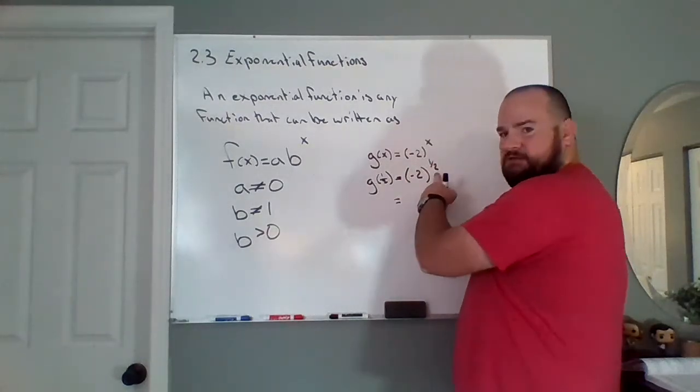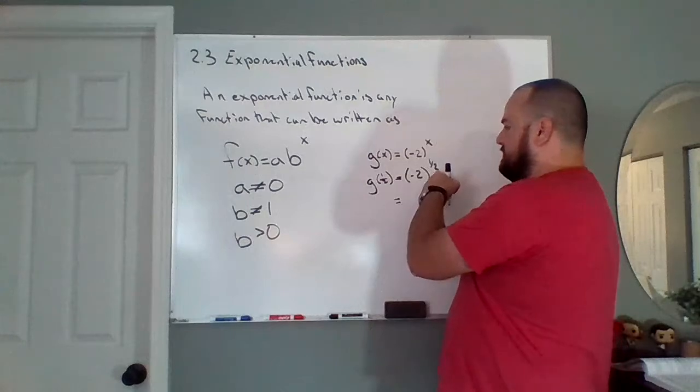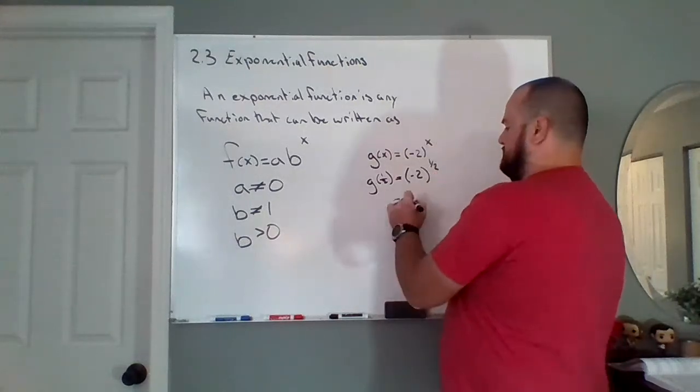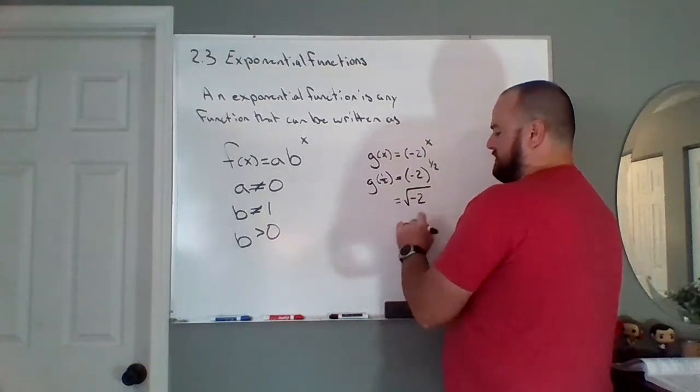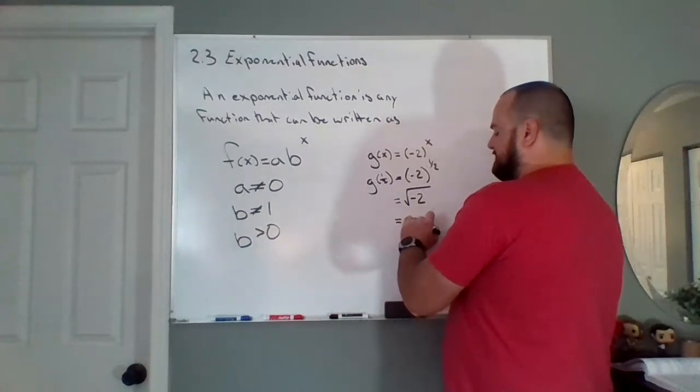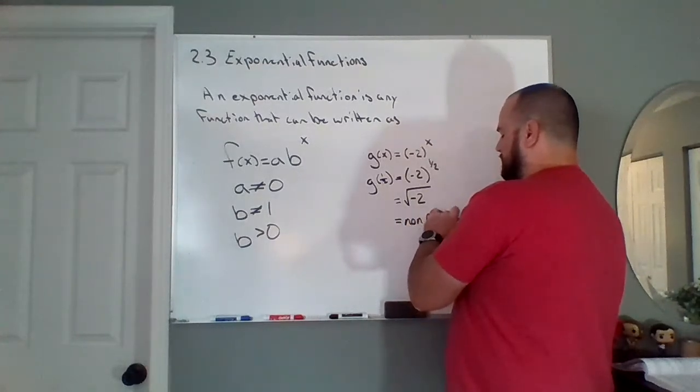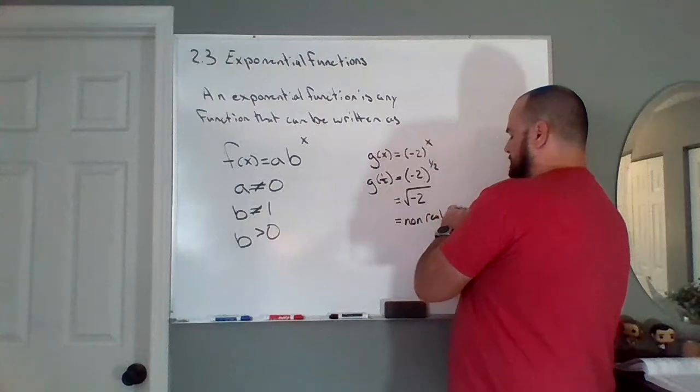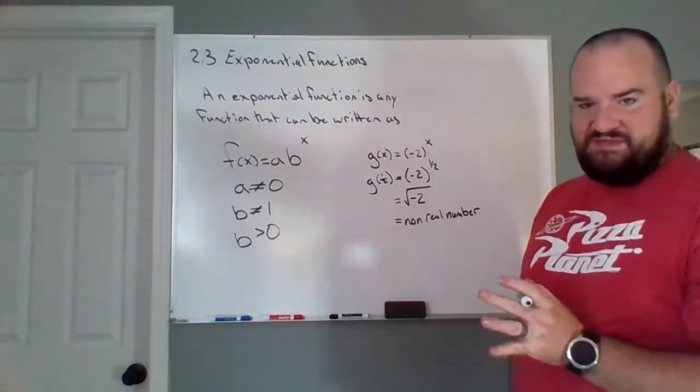Well, we talked about that in section 2.2, right? Rational exponents, that's just the square root of negative 2. This is a non-real number. So we don't want that.